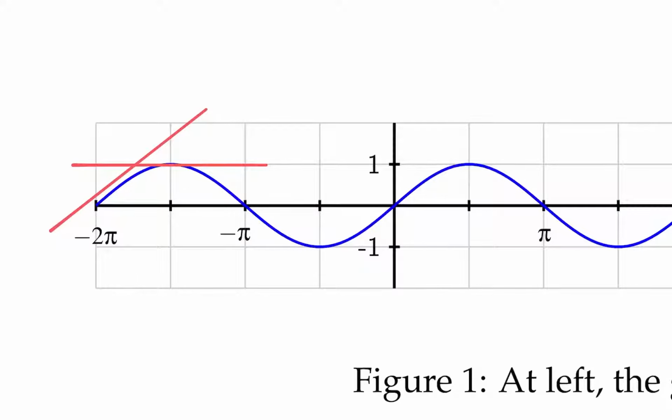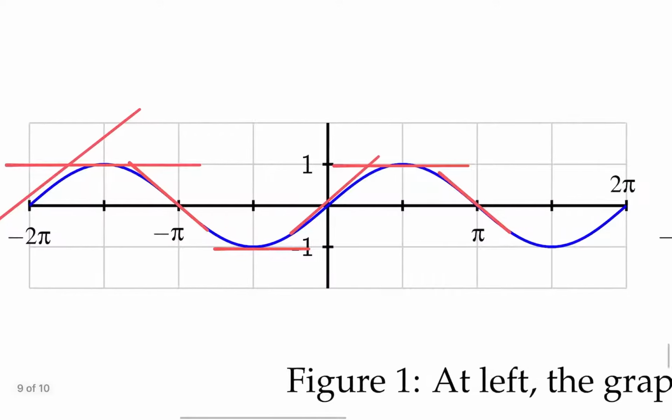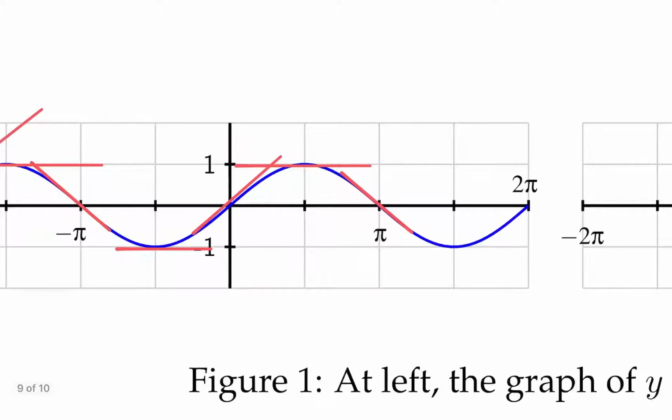At negative pi, the tangent line will look approximately like that. At negative pi over 2, we have again a horizontal line. At 0, we have this diagonal line. That one's not quite right. Let's try again. That's a little better. At pi over 2, looks to be horizontal. At pi, we have this diagonal with a negative slope, 3 pi over 2, and then finally at 2 pi.